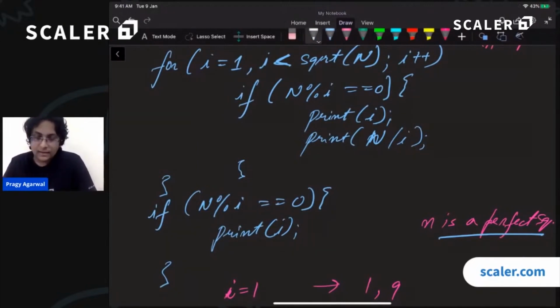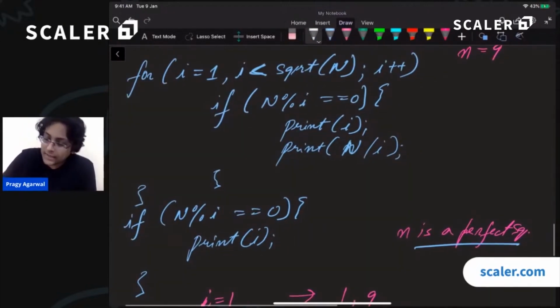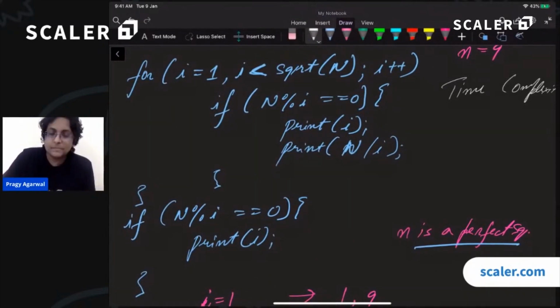Now the question is, how much time did we save? What is the time complexity of this particular code? Yes. So who can tell me that?